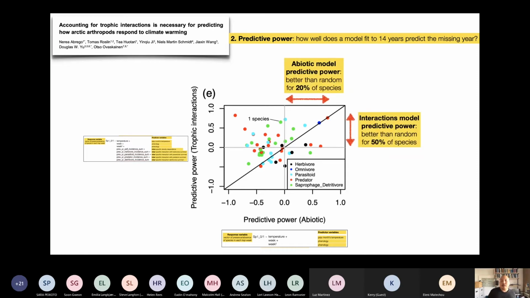So the abiotic model and the interactions model do worse. So there's a lot of dots that are in the negative zone, but the abiotic model does terrible, right? It's better than random for 20% of the species, which means it's random or worse, right? In other words, it's predicting presence when it's actually absent, or vice versa for 80% of the species. The interactions model is better, relatively speaking. It's better than random for 50% of the species.